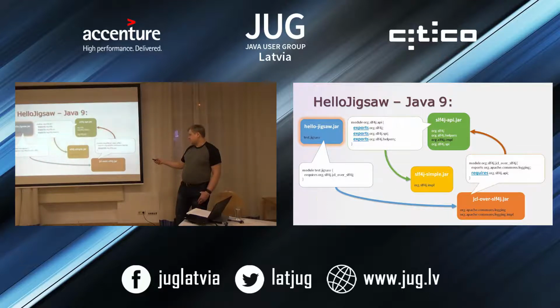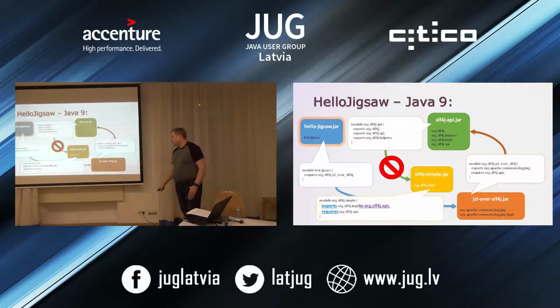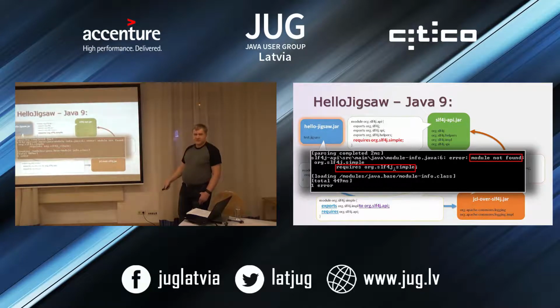So far, so good. But when I try to somehow combine SLF4J API with SLF4J simple, I actually run into a big problem. The problem is that I have a cyclic reference here. If I say that SLF4J simple requires SLF4J API, which is true, at the same time, it should export itself to SLF4J API. Actually, please note that we can restrict to which modules we want to export our package. We not necessarily should export to everyone. And according to the rules, it's not enough. SLF4J API should say that it requires SLF4J simple. And this will not work.